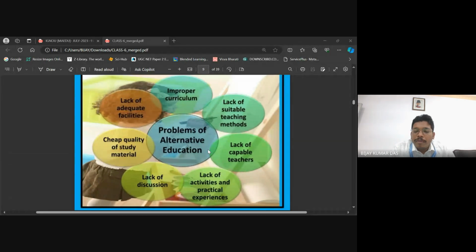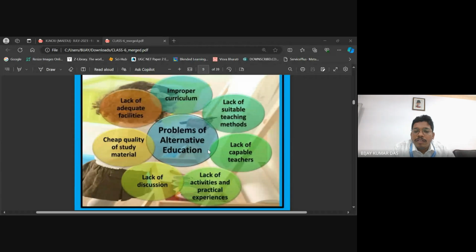But if you talk about the problems of alternative education, the first problem may come to a nature. That is improper curriculum. Curriculum is not in proper format and systematically designed. Then the students who are enrolled in that alternative course may face issues toward completion of the course, as well as attending the examinations and having good academic performance. They may face issues. So it should have a proper curriculum.